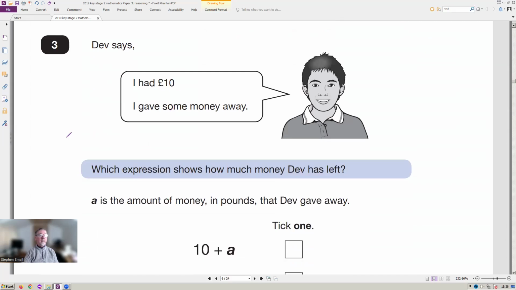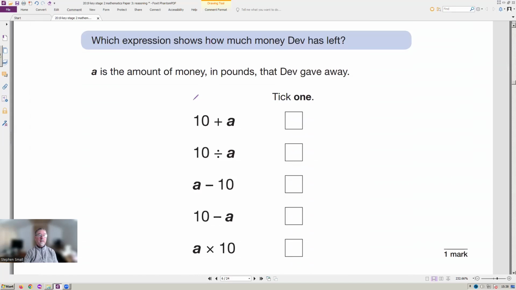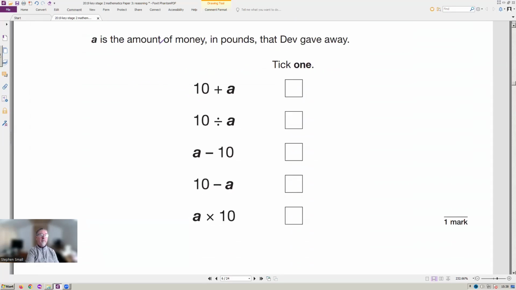Question 3. Dev says, I had £10. I gave some money away. So he's going to have less than £10. Which expression shows how much money Dev has left? So he gave some money away. It's 10 plus A? No, he didn't add money. He didn't divide it. He didn't take 10 away. It's this one. He gave some money away, so he's going to have less than 10.